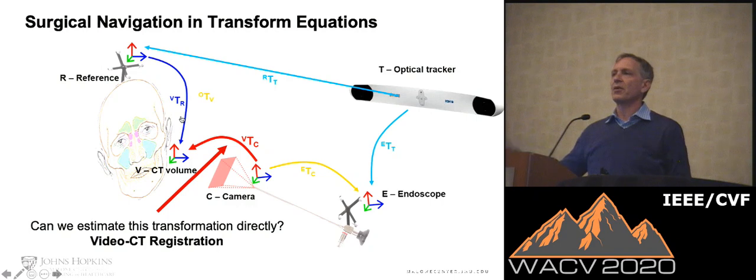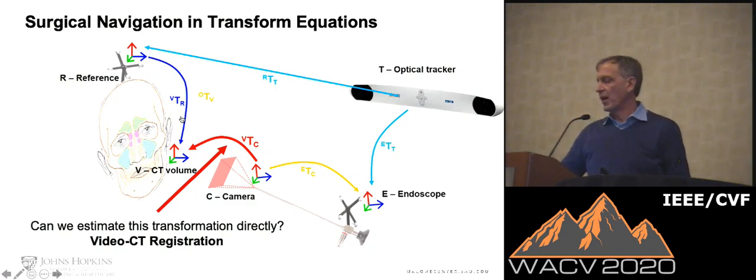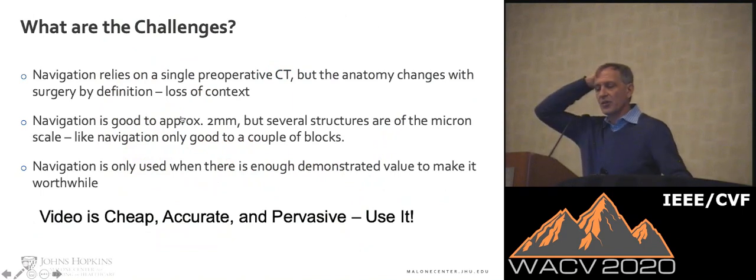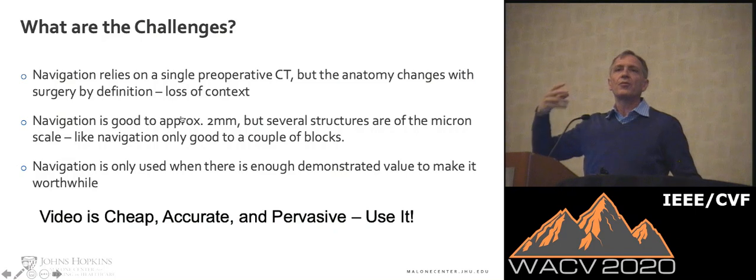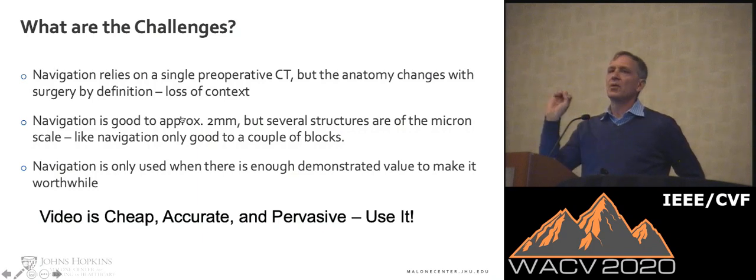It's a beautiful computer vision problem because if you could do this all from images, it would radically change practice. So what are the challenges? Why would you want to do this with video? Well, there are a lot of reasons. The first is that navigation, as I described it, assumes a rigid body.